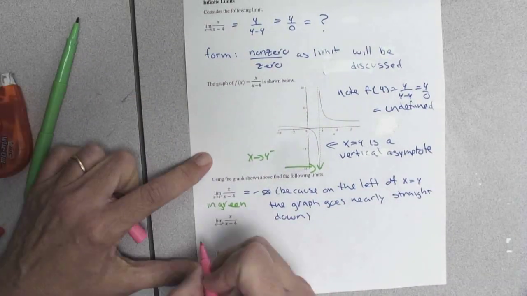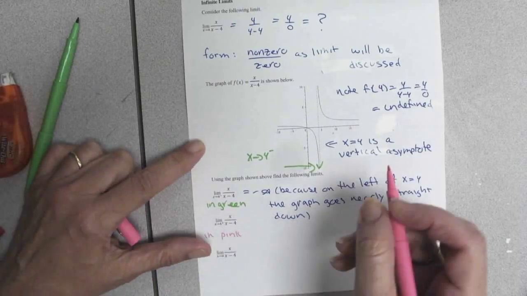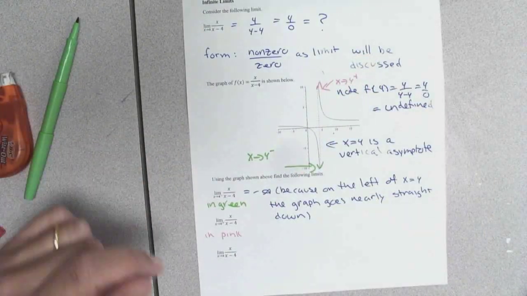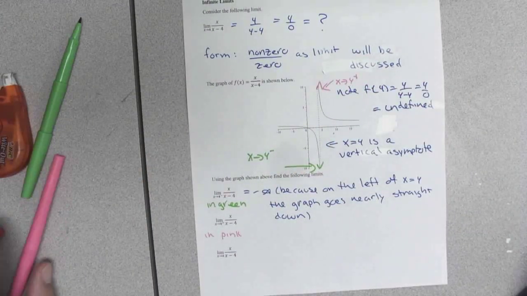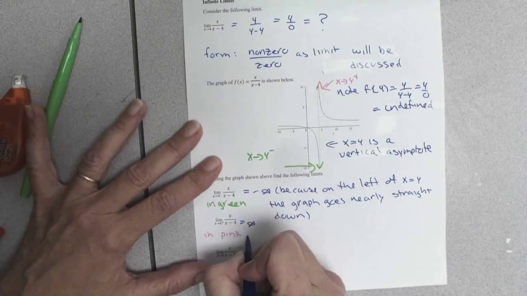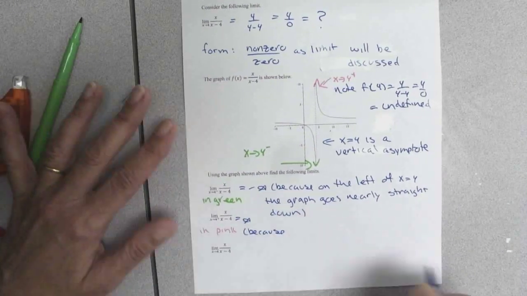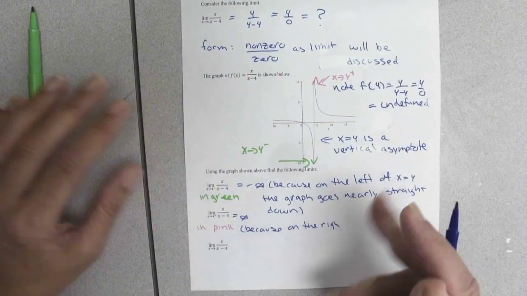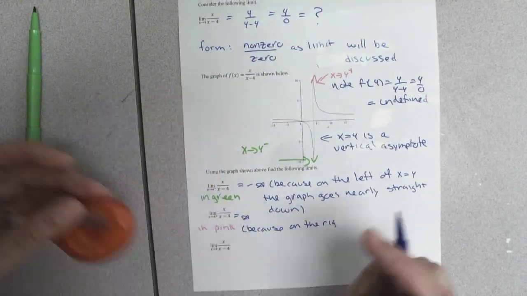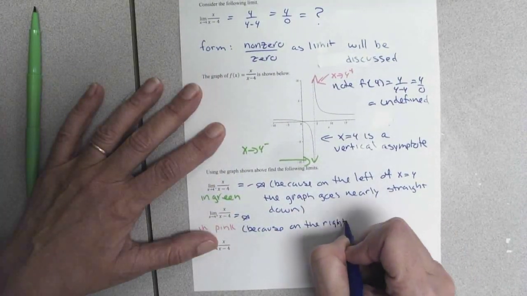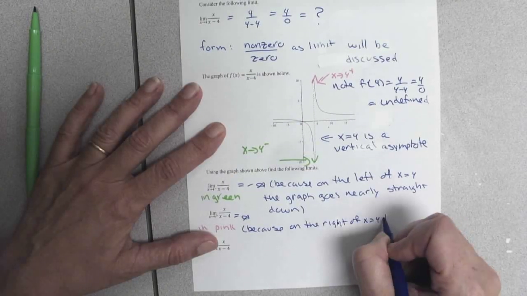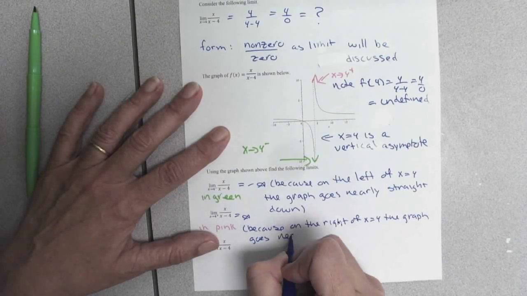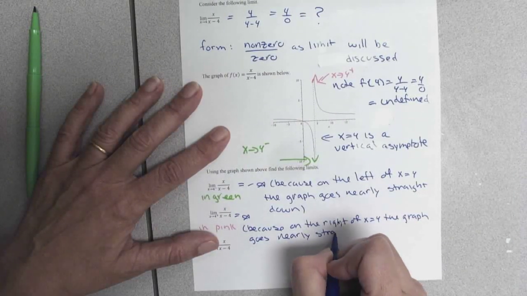In pink for the right, we're looking right there. x approaches 4 from the right. And we see in that case the graph is going nearly straight up, so we're going to say infinity. And basically the same reason, because on the right of x equal 4, the graph goes nearly straight up.